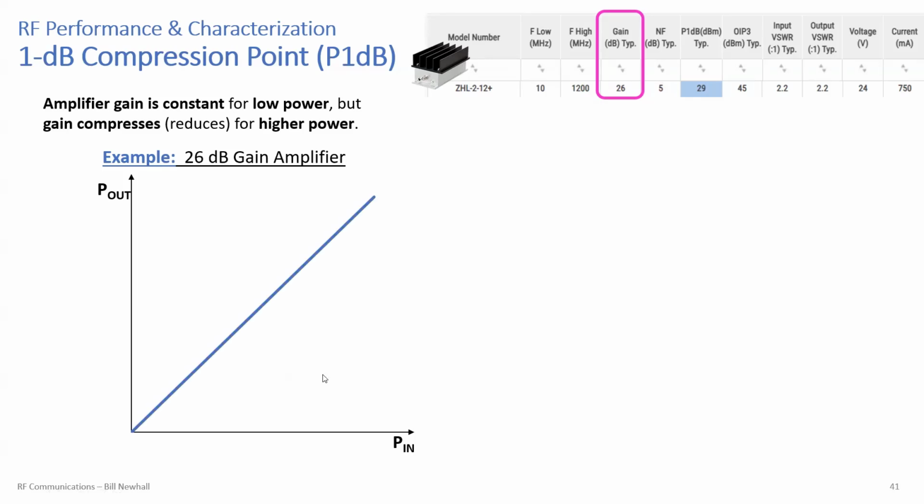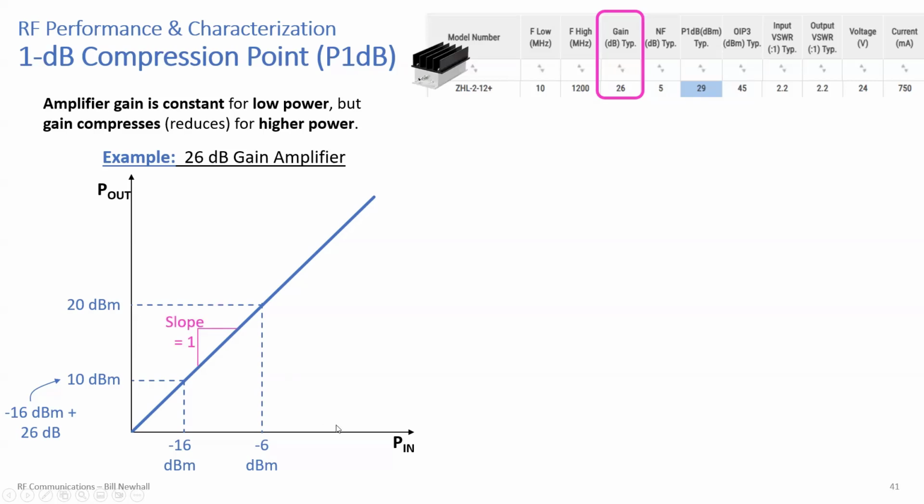So what you'll notice is ideally, this output versus input power should be a straight line. If I put in some relatively low input power, minus 16 dBm, I would add 26 dB of gain to that, right? And I would get 10 dBm out. If I increase that input power to minus 6 dBm, at the output I add 26 dB to that, and I should get 20 dBm. So you have a slope of 1-to-1 for this P out versus P in, ideally.